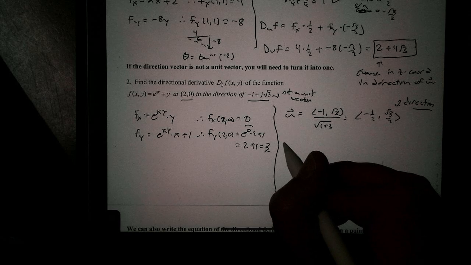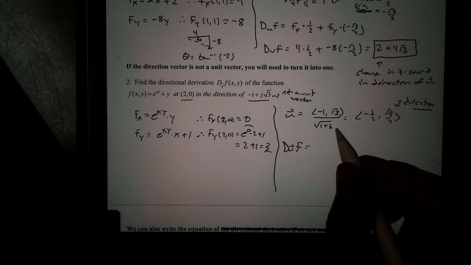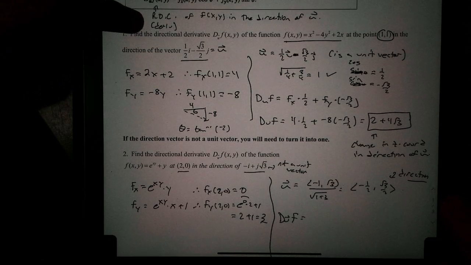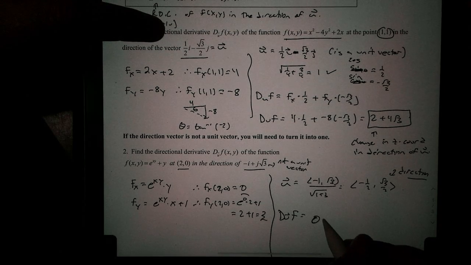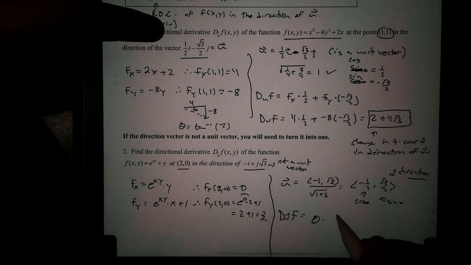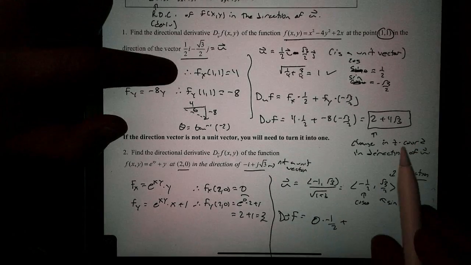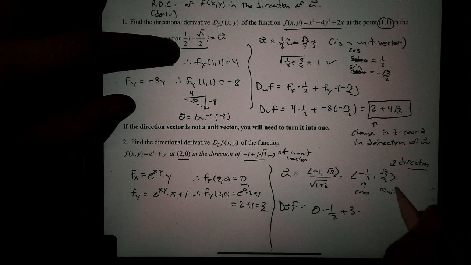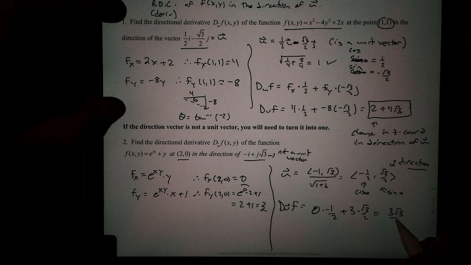So in order to calculate our directional derivative now, I should put a little hat there. This is going to be our partial. Let's look at our rule up here. Our rule says when they are partial with respect to x, which we said was 0, times, well, there's my cosine of theta, times negative 1/2, plus the partial with respect to y, which we said was 3, and we're going to multiply that by the sine of theta, which is root 3 over 2, and we just get 3 root 3 over 2.